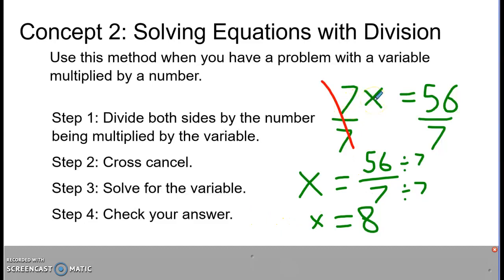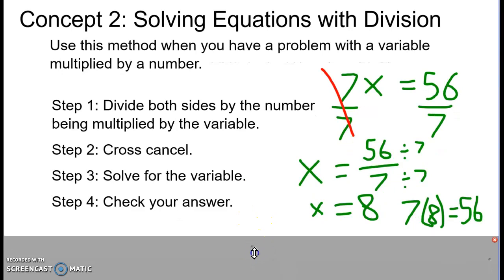7 times x equals 56. If x is 8, we have 7 times 8 equals 56. And does 7 times 8 equal 56? Yes, it does. So our answer is correct.